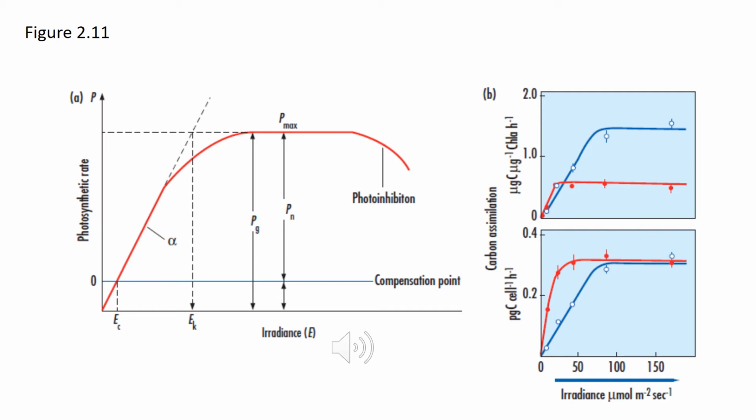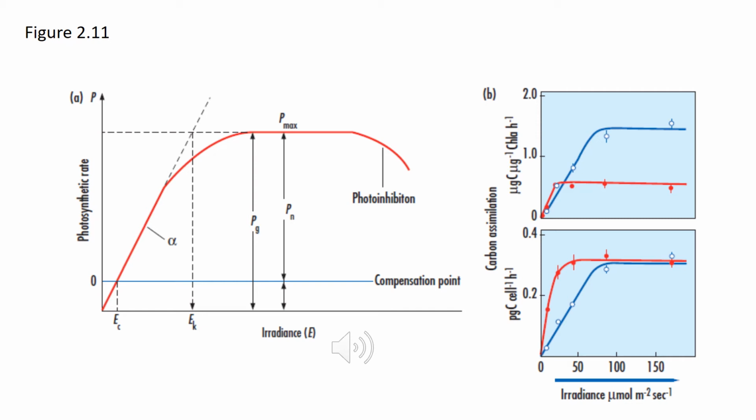In some organisms, there's a decrease in photosynthetic rates at very high irradiances, so-called photoinhibition. This is a result of damage to cell membranes or proteins by the high light. It doesn't happen in all species and generally is in very high irradiances indeed.